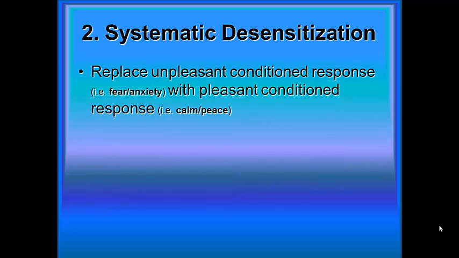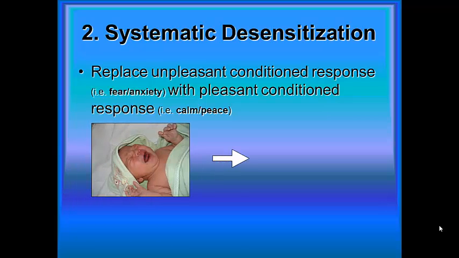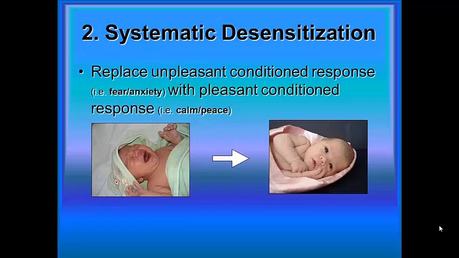So another way to do this is called systematic desensitization. We're going to desensitize, systematically, if you will, the fear, whatever it is, and we're going to replace that unpleasant conditioned response, whatever that fear or anxiety, with a pleasant conditioned response, calmness or peace. So we're going to take that anxiety, whatever it is we feel, and make that conditioned response become something that's just more calm. And I'm going to show you how we do that.